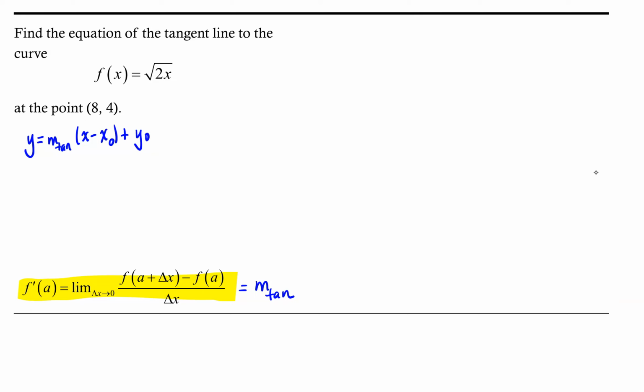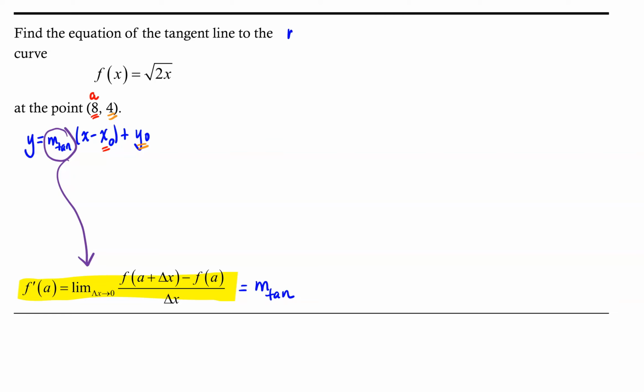In this particular case, we do know our x value and our y value. We know that x naught is going to be 8, and we know that y naught is going to be 4. The piece of information that we're missing is the slope of the tangent line, which we will be able to find by finding the derivative of our function at a. Keep in mind a is our x coordinate, so a is equal to 8.